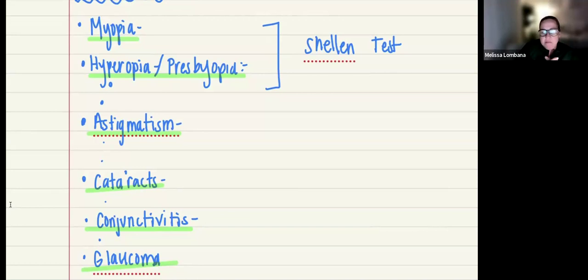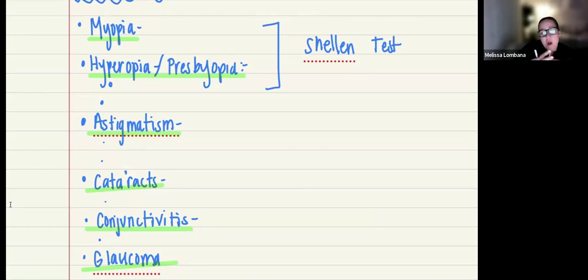Then there's conjunctivitis, which is basically pink eye, and this is where there is an inflammation in the conjunctiva, which is the transparent layer that lines our eyelid and covers the sclera, the white part of the eye. That's pink eye. It irritates it. Then you have the last one, which is glaucoma, and this is basically damage to the optic nerve and will destroy the vision.